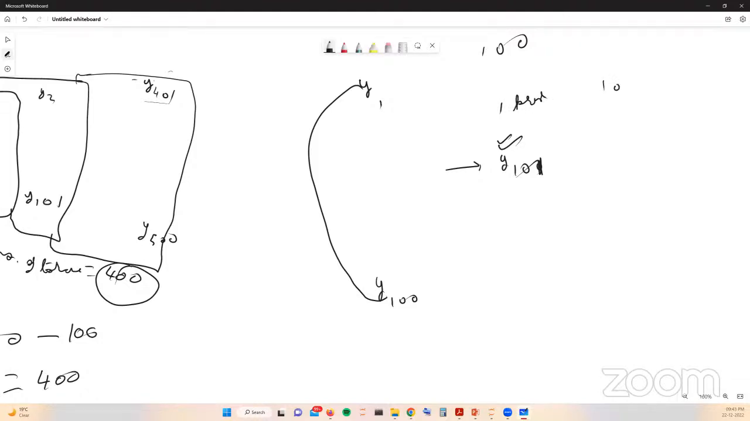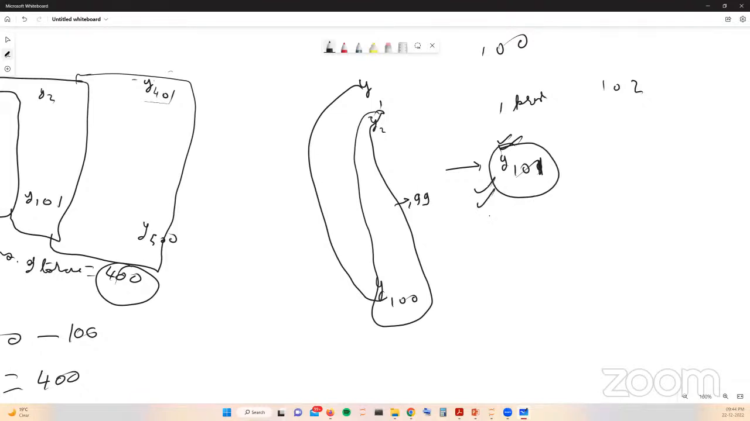Now for predicting the 102nd day, I will take these 100 days starting from Y2 going on to Y100. I will take these 99 days of previous data and I will take the 100th point, which was predicted by my model itself. And I will combine this 100 days of data and predict my Y102. In this way, I will go on predicting my future.